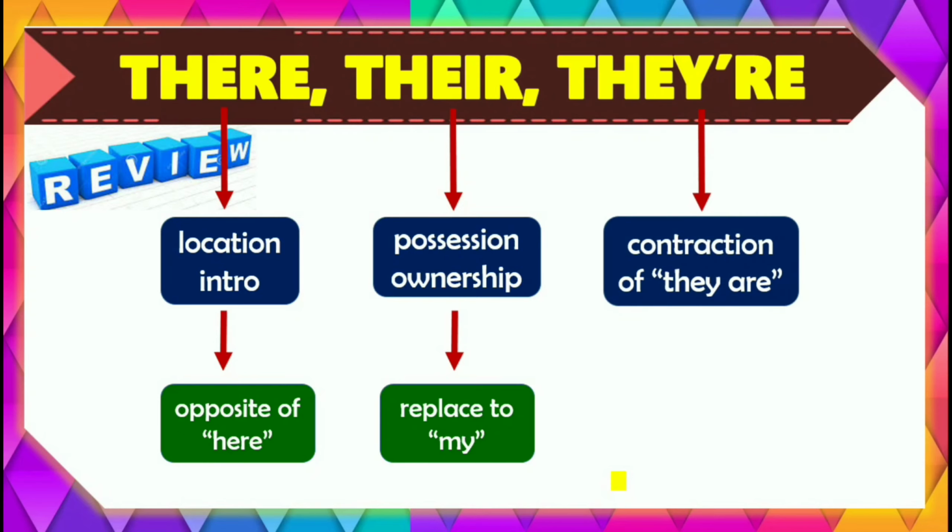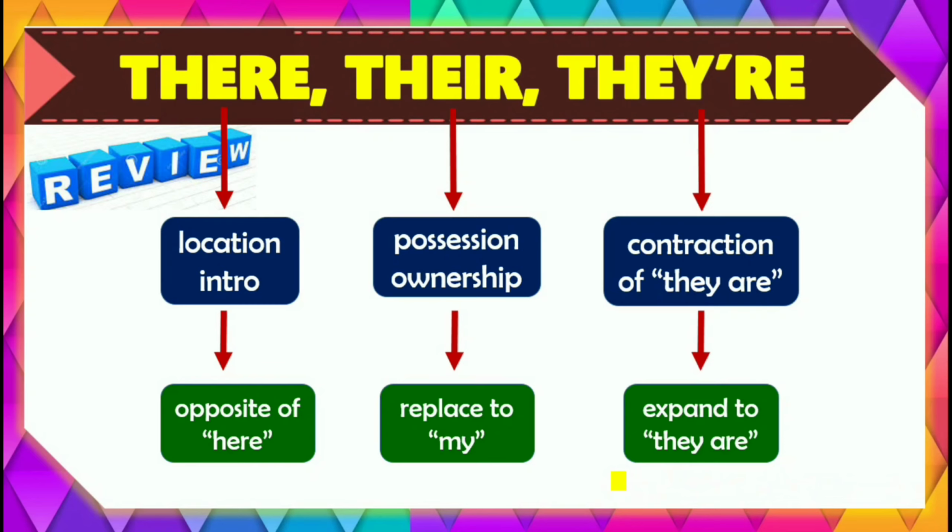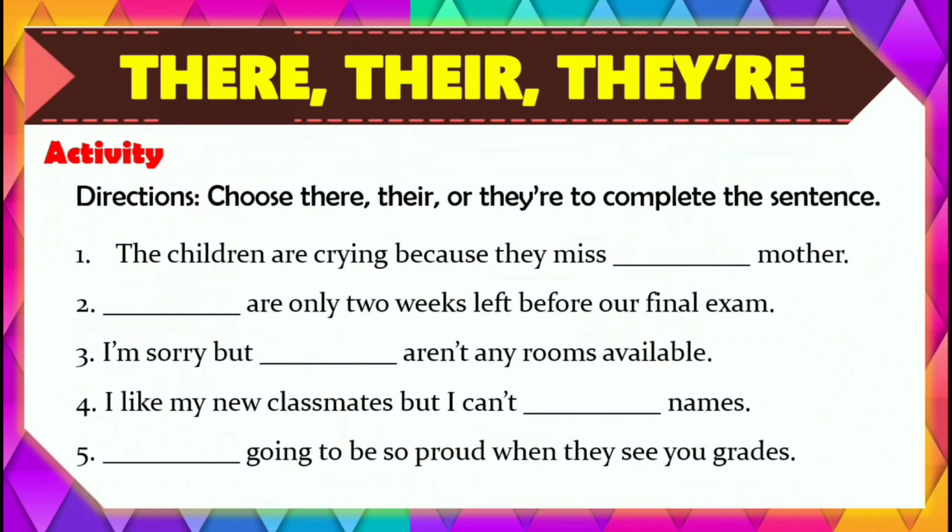For they're, T-H-E-Y apostrophe R-E, it's simply the contraction of "they are". So what's our tip? You just have to expand it to "they are". Alright? Directions: Choose there, T-H-E-R-E, their, T-H-E-I-R, or they're, T-H-E-Y apostrophe R-E, to complete the sentence. I'll give you time to answer this activity, and your timer starts now.